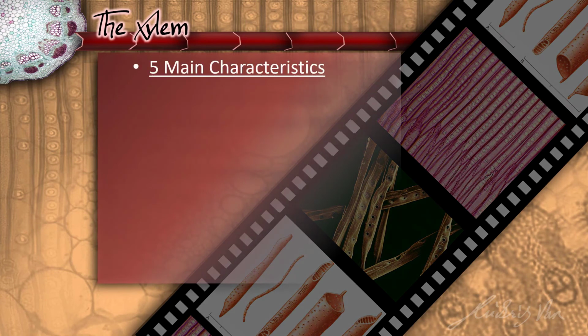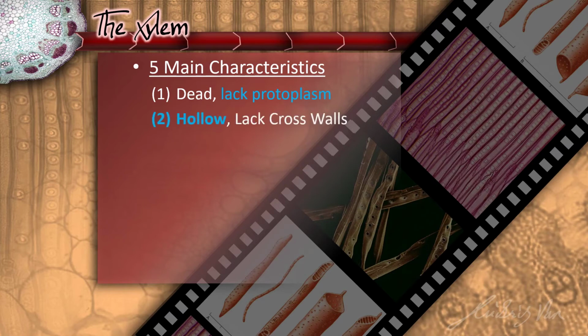So let us take a look at xylem. There are 5 main characteristics of xylem. First, they are dead, so it totally lacks protoplasm. That means there's no organelle, there's no cytoplasm, and so on. They are hollow and lack cross walls. That means a xylem cell that is on top and the xylem cell that is below, it is open so that water can easily flow through.